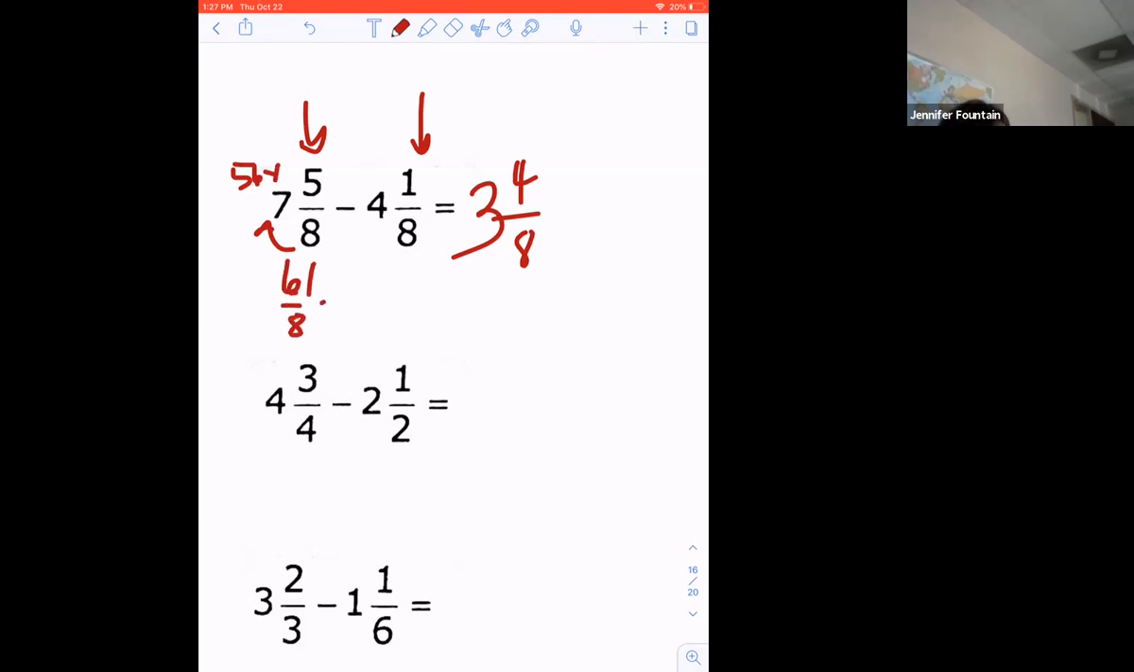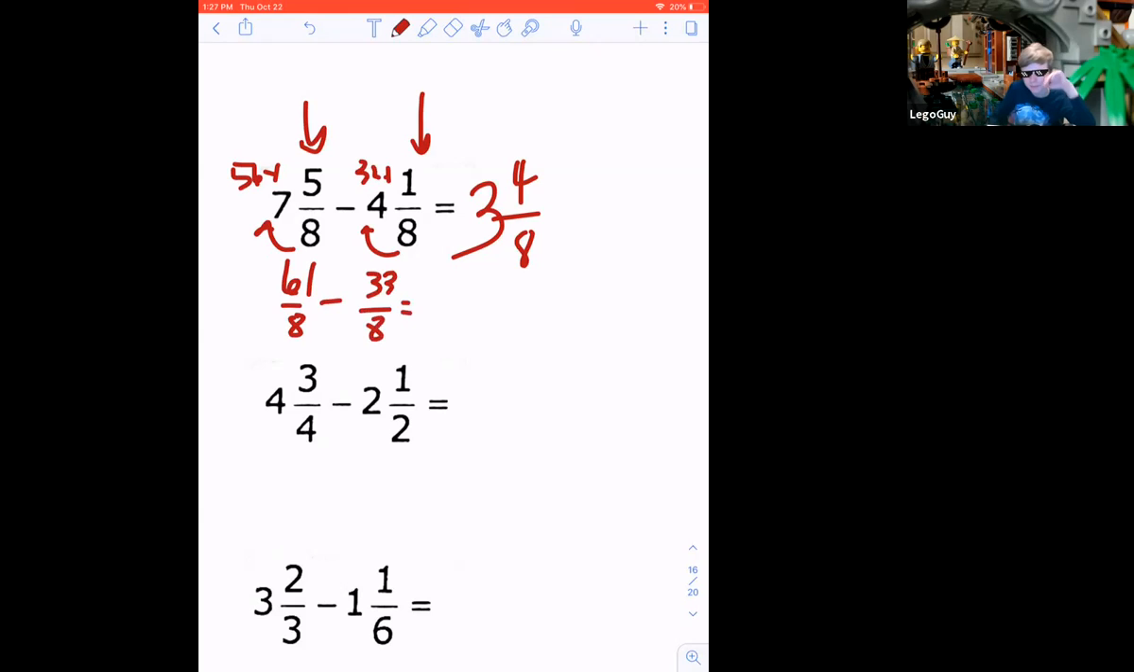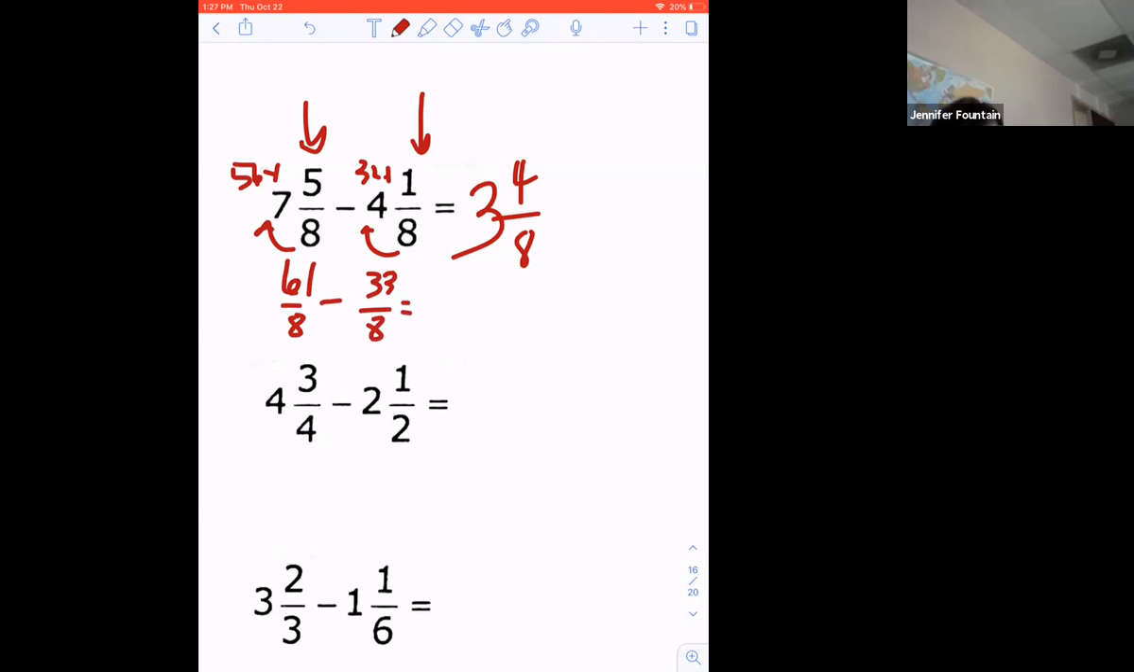Or I could go ahead and change, and 8 times 7 is 56, and 56 plus 5 is going to give me 61/8 minus 8 times 4 is 32. 32 plus 1 is 33/8. And then 61 minus 33, that'll be what I want. That's going to be 28. 8 will go into 28 3 times. 8 times 3, 24 gives me 4 over.